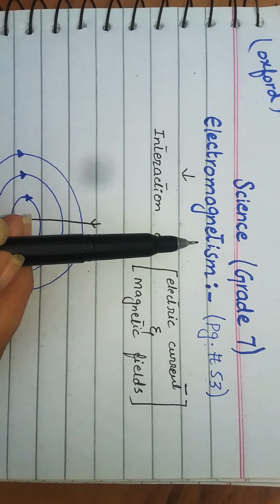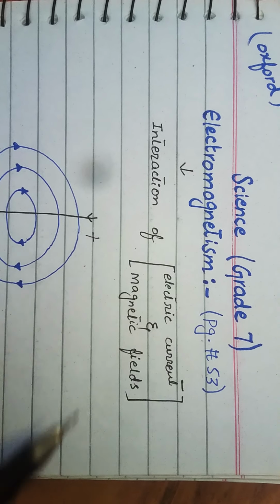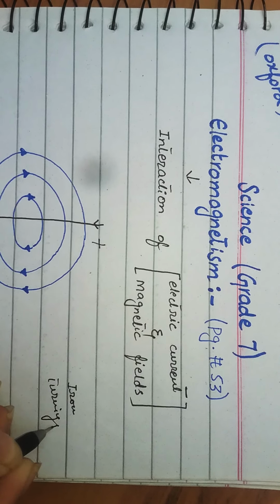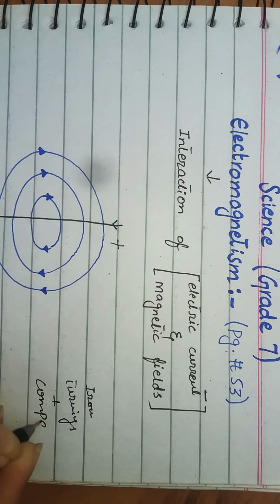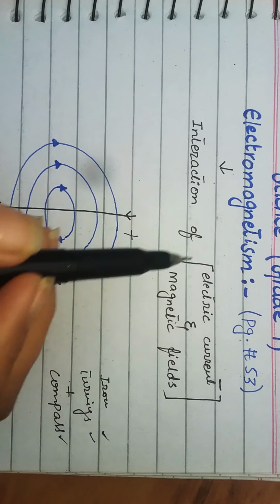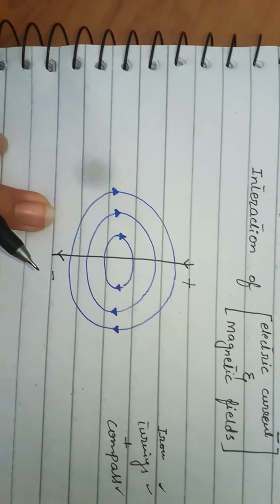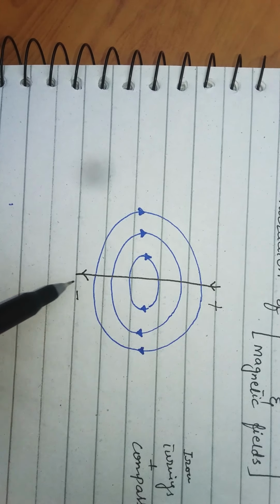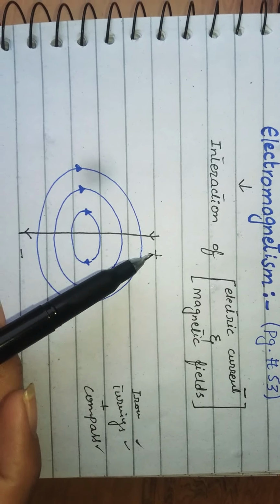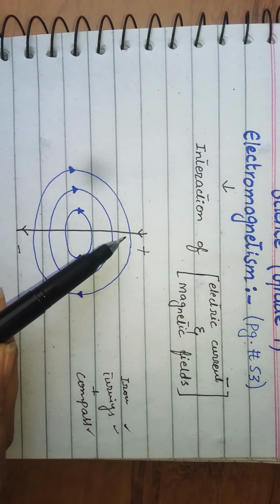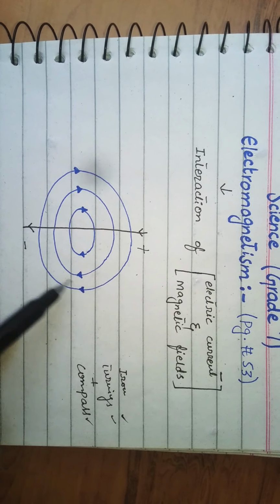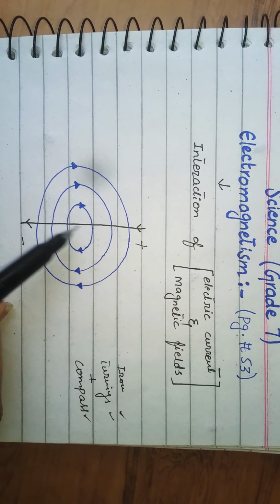This electromagnetism can be further described with iron turnings and with the help of a compass. If you take some iron turnings and a compass, then you can see the electromagnetism. Here I am showing an electric wire. The black line is showing an electric wire, and these blue circles are showing the magnetic field around that electric wire.